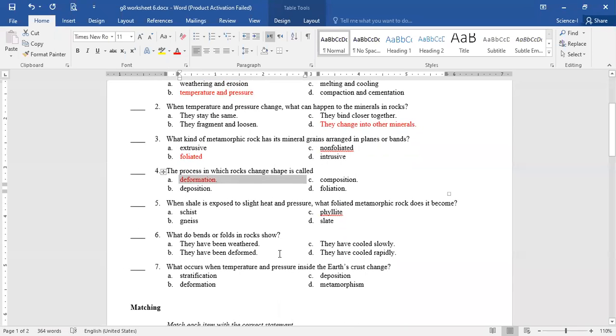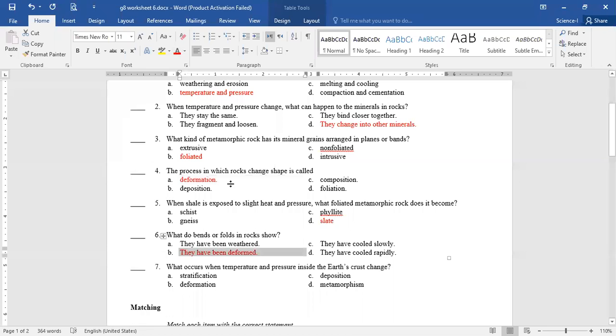Question 5: when shale is exposed to slight heat and pressure, what foliated metamorphic rock does it become? Okay, Ali. D, slate. Good. Then question 6: what do bends or folds in rocks show? Hannah Hamdi. B, they have been deformed. They have been deformed. Good.